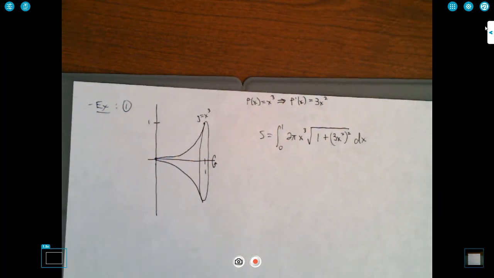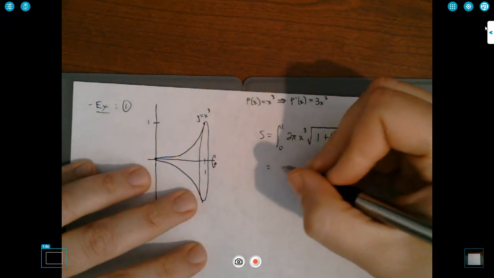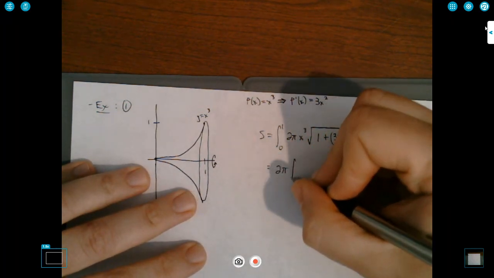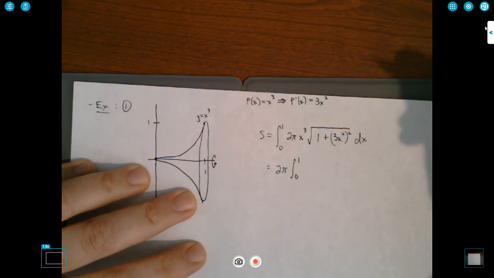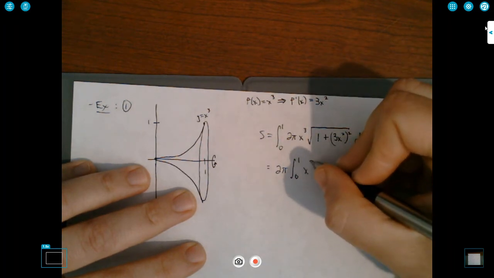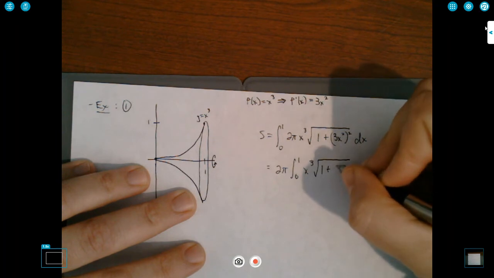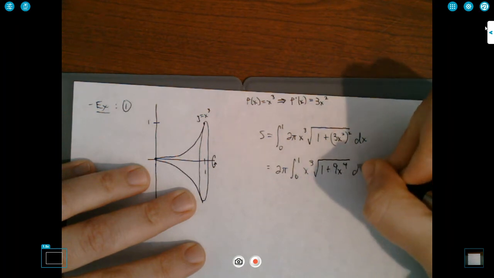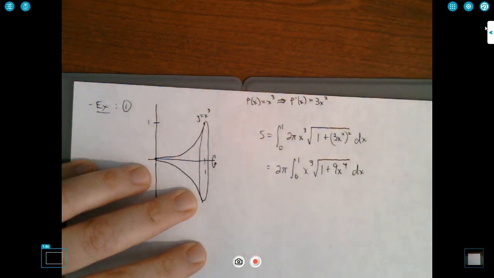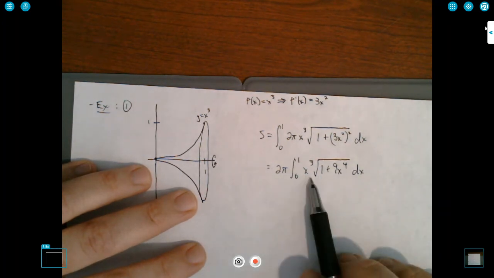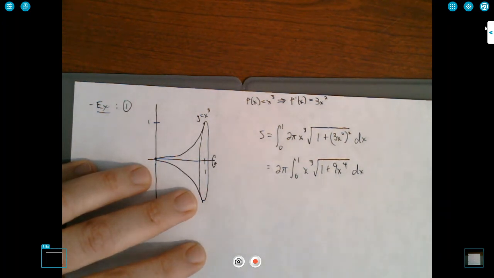Okay. So let's see what we get. Well, first of all, we can take the 2 pi out. And then we've got an x cubed times the square root of 1 plus 9x to the 4th dx. And that's set up nicely for us to do a u substitution.